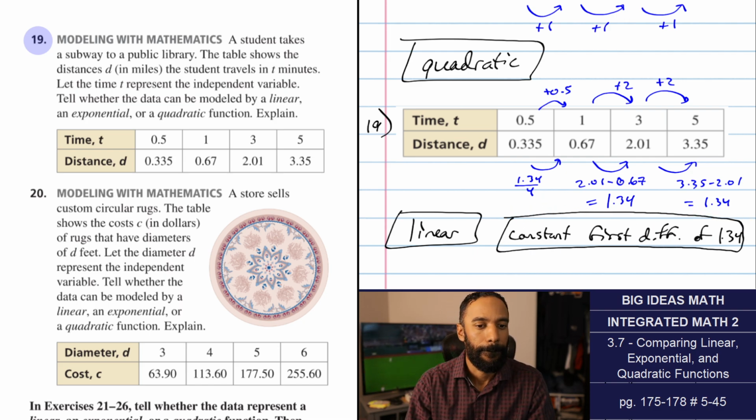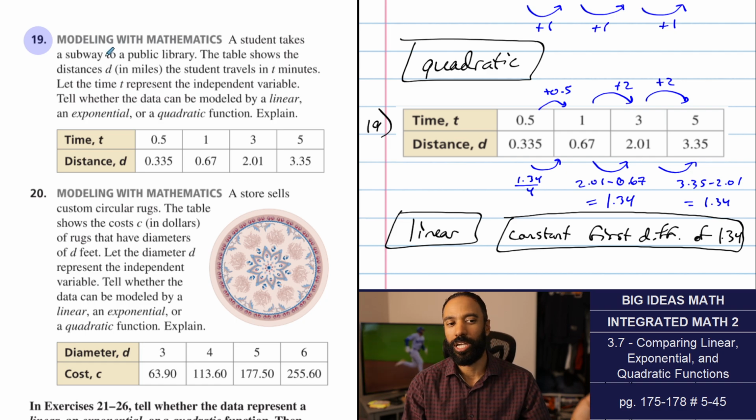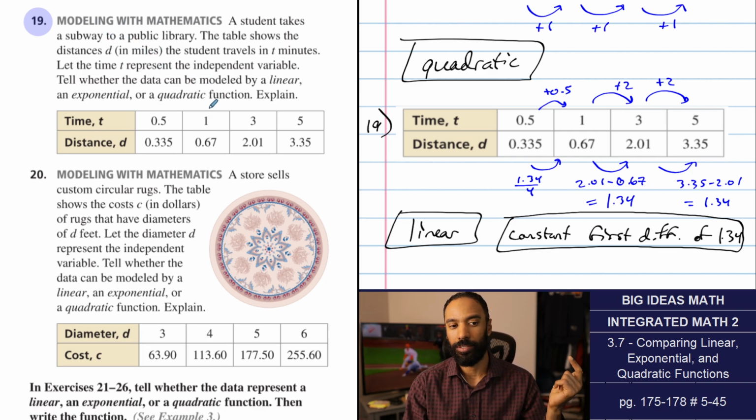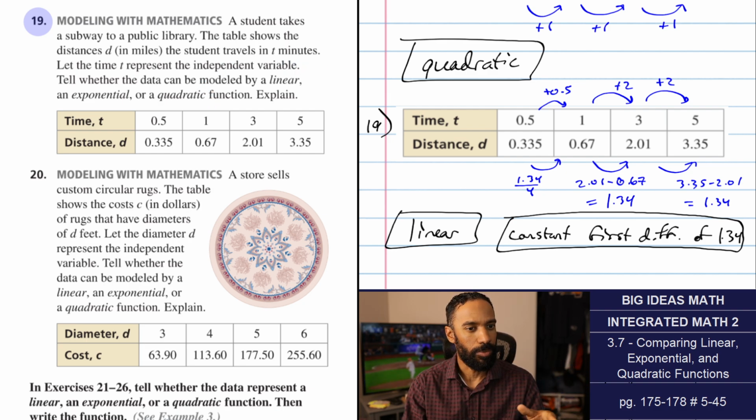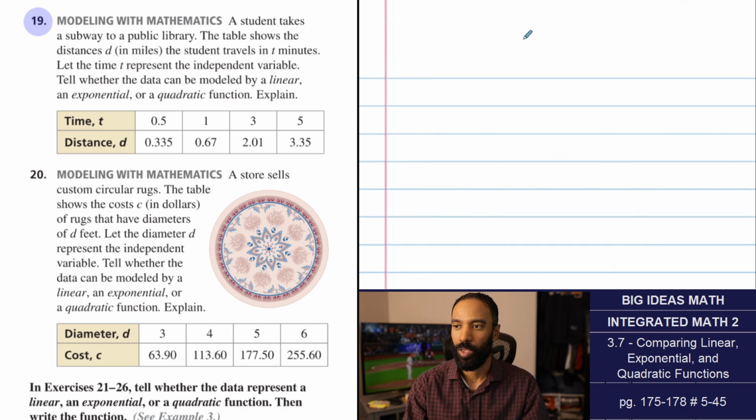Okay. So we didn't really do much contextually with this. The 1.34, by the way, is what? Time in minutes, every 2 minutes. What was this about? Taking a subway? Every 2 minutes, the student traveled another 1.34 miles. Okay. Number 20.